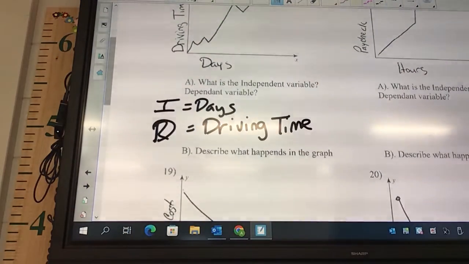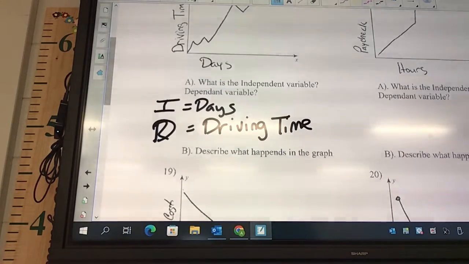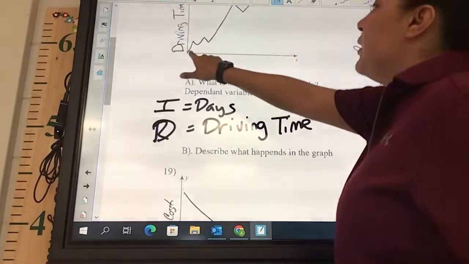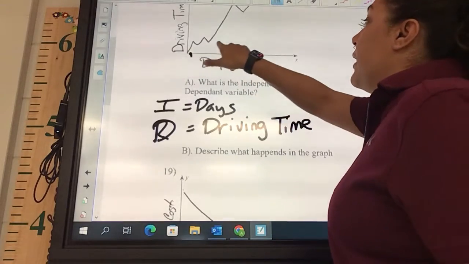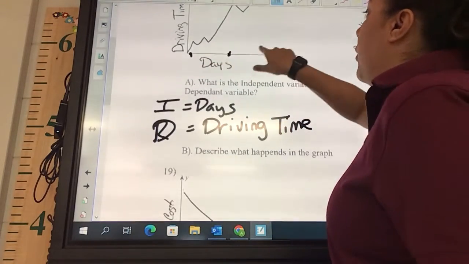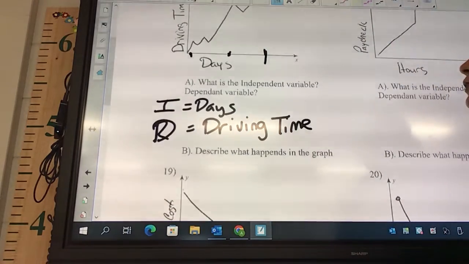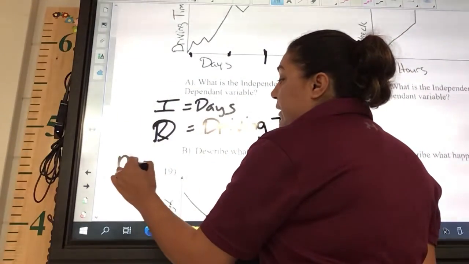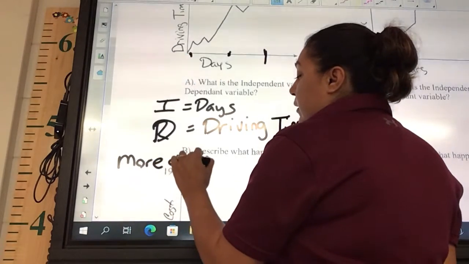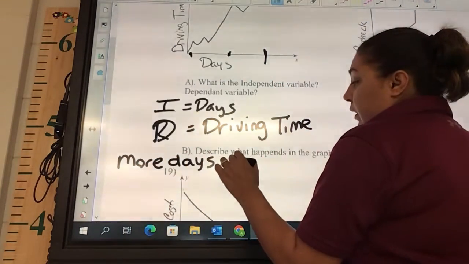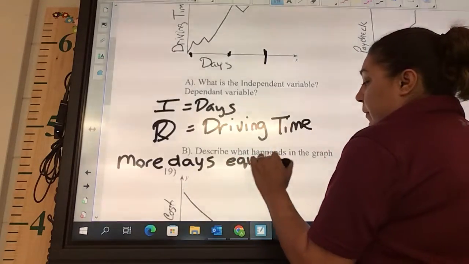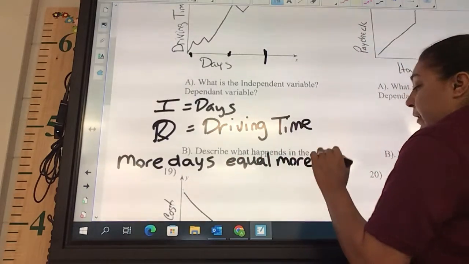Okay? Describe what happens in the graph. Now look at your graph. The more days that pass, what happens to the driving time? It goes up. We can see, if you were to look at day one, right here, maybe you only drove a little bit, a couple hours. And then maybe by day 5, you're driving a lot more. And by day whatever, you're driving a whole bunch. So, more days equals, we could say, more driving.